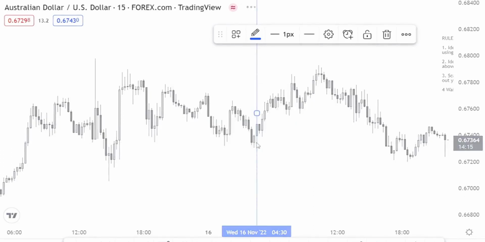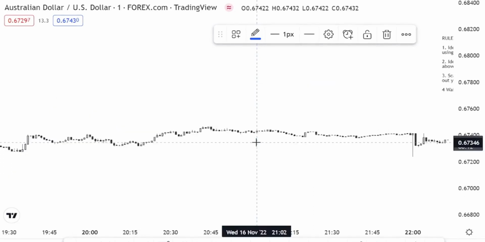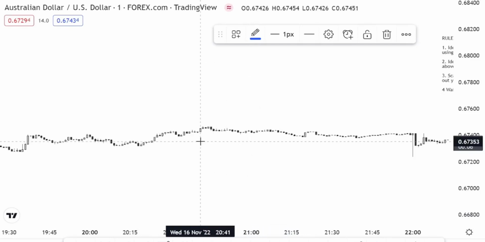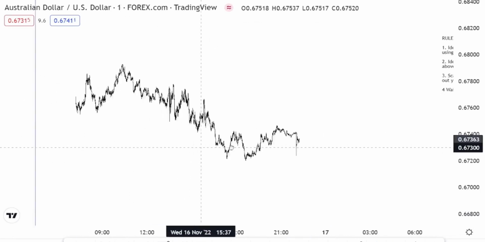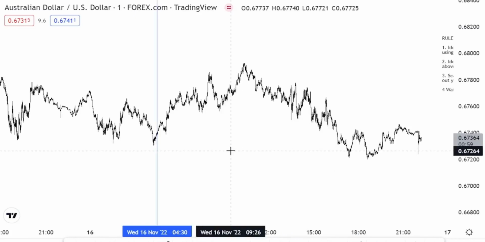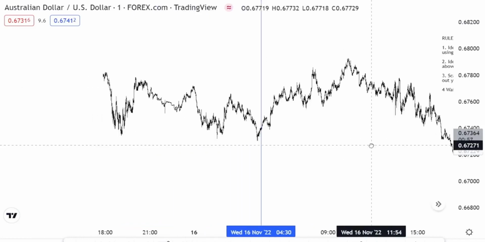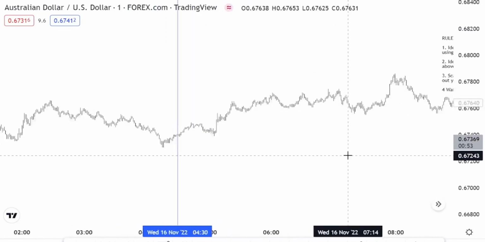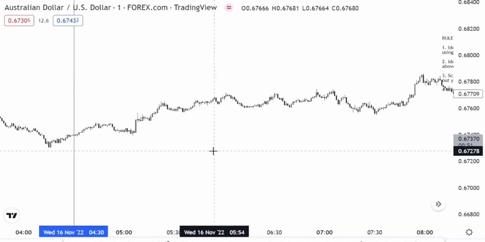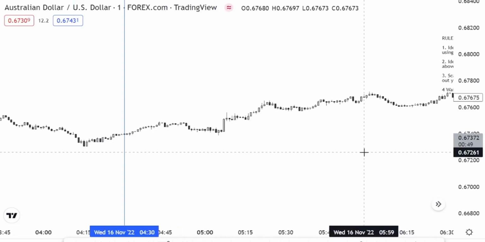You need to scale down to the 1M, all right, to look for your trade opportunity, for your entry opportunity. So let's see, where are we on the 1M? This is our vertical line. All right, so we want to start looking for trade opportunities to the right of this vertical line.